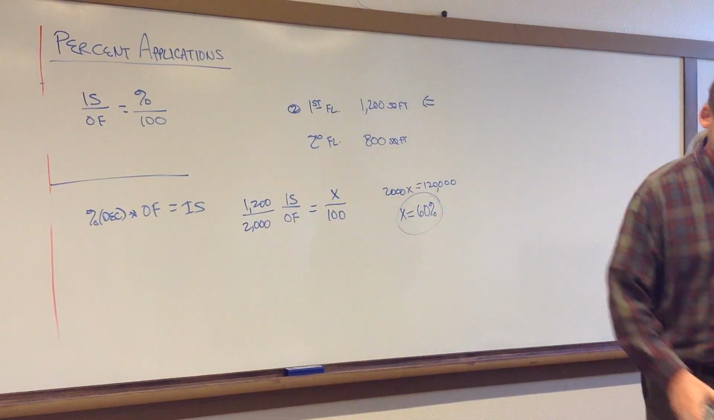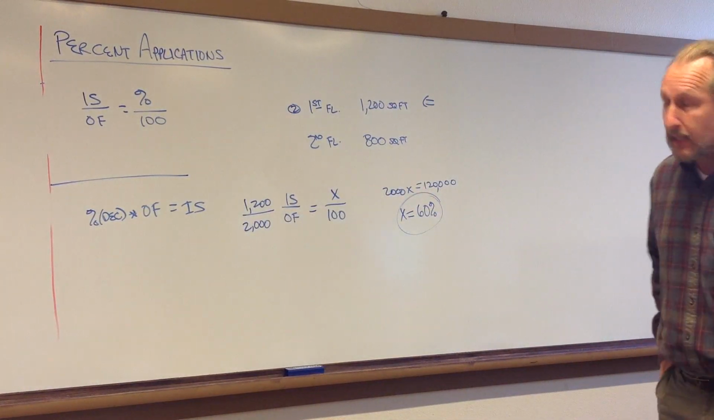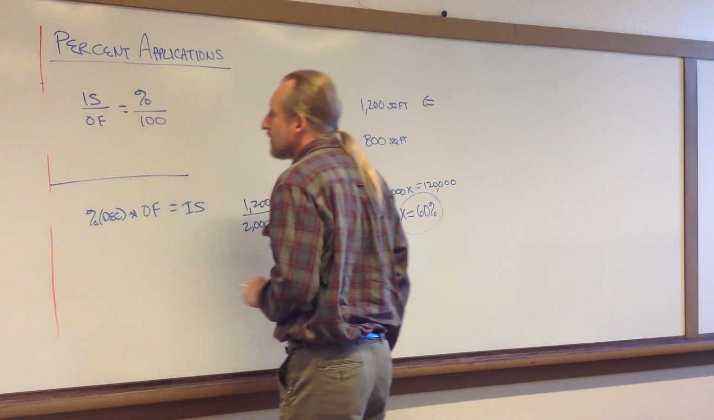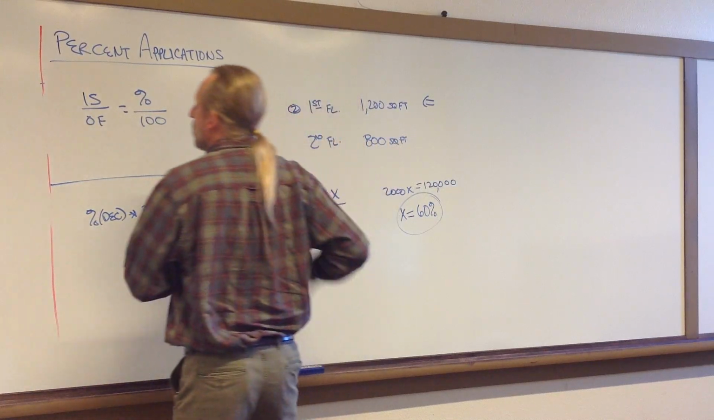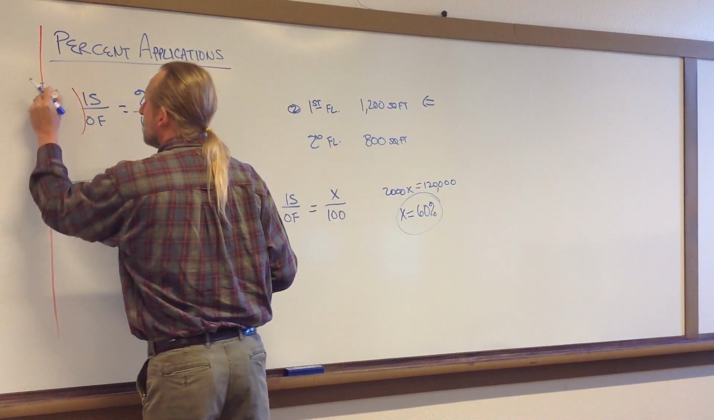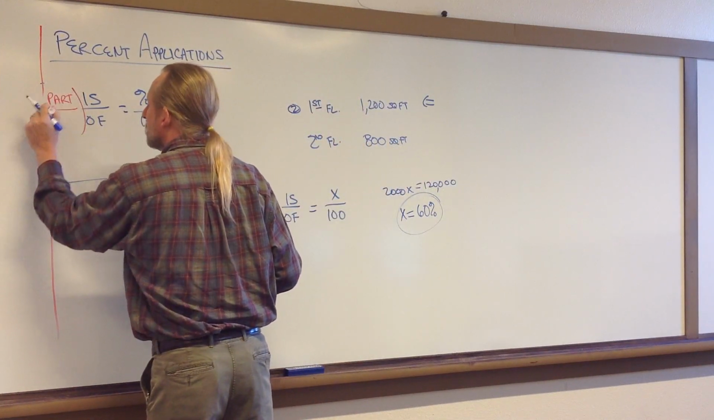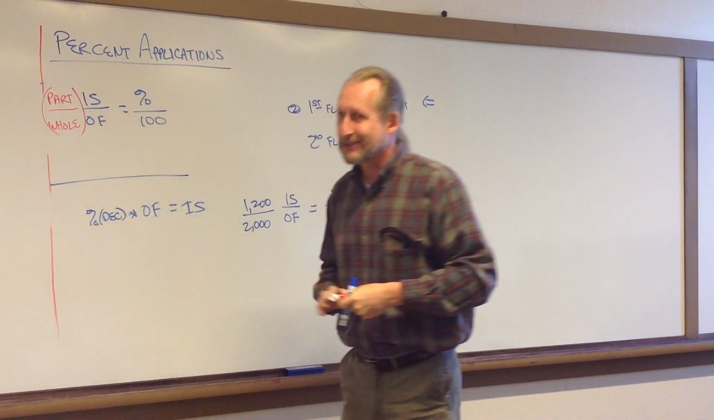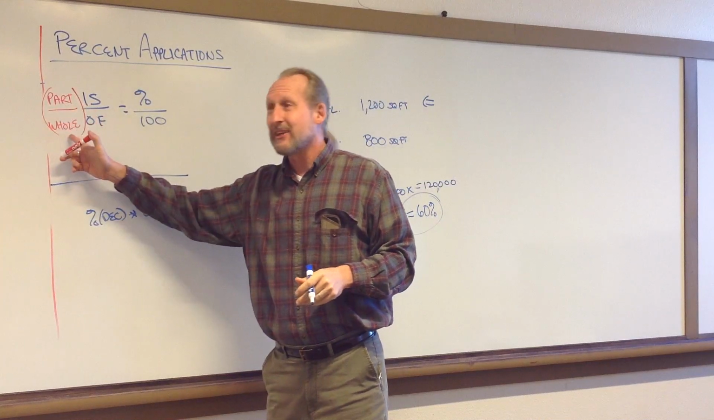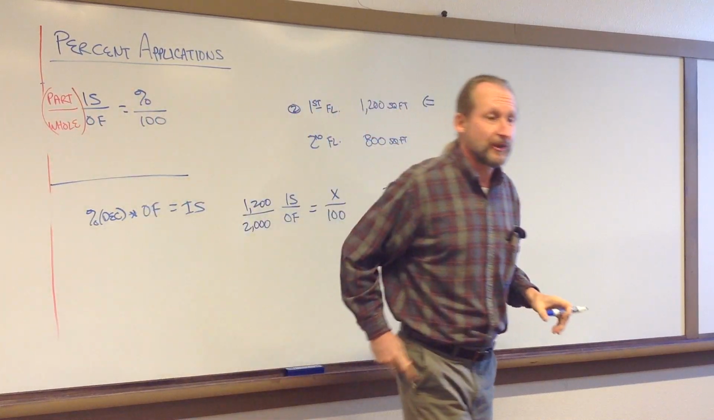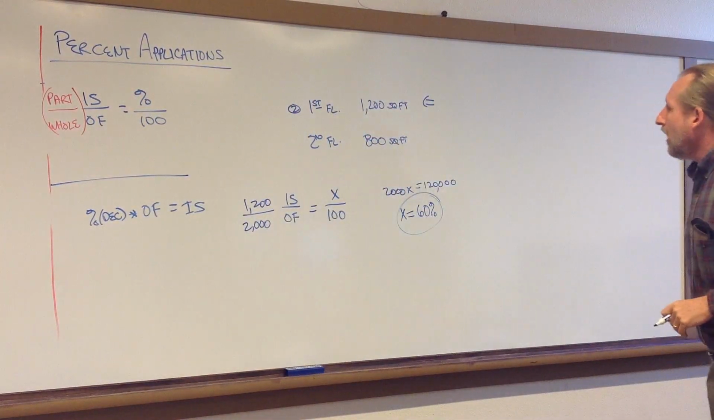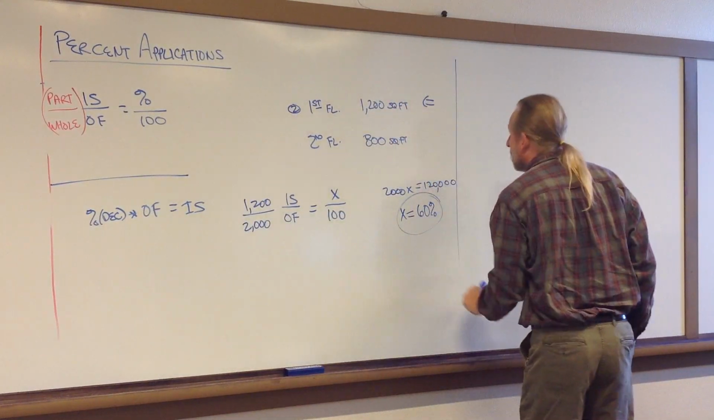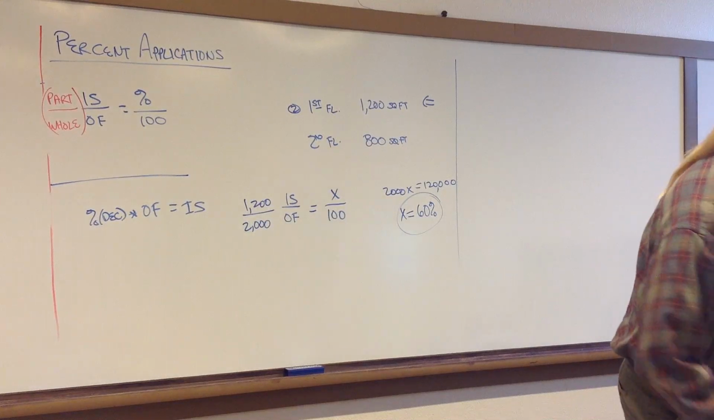Like I said, in this problem we happen to have the is and the of language. That's frequently not the case, and it's helpful to think of this as part and whole, as long as you understand the part can be bigger than the whole if the percentage is over 100. That's a good place to start. I'll leave that up there, and then we'll take a look at problem 4.